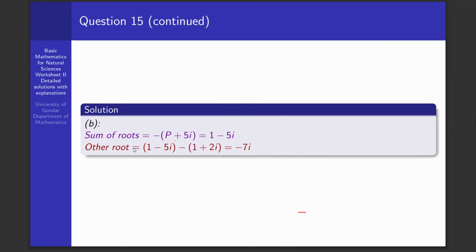Therefore, the other root could be 1 minus 5i minus the given root, that is 1 plus 2i, which is equal to negative 7i. That is, 1 minus 1 is 0, minus 5i minus 2i is equal to negative 7i. Therefore, that is the other root of the previous equation.